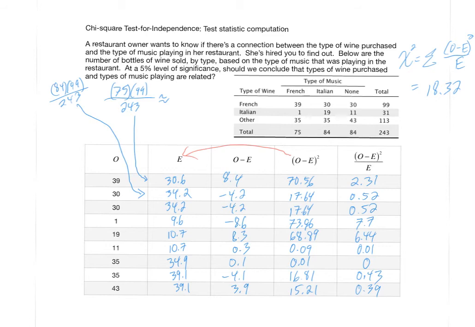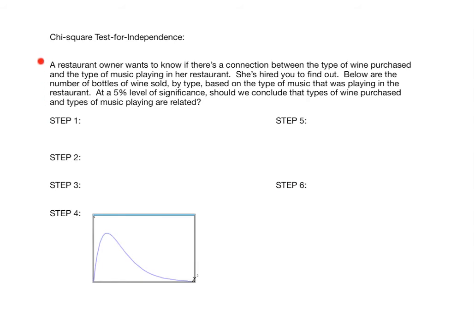We are now ready to do the 6-step process. Let's quickly read through the problem again. A restaurant owner wants to know if there's a connection between the type of wine purchased and the type of music playing in her restaurant. She's hired you to find out.